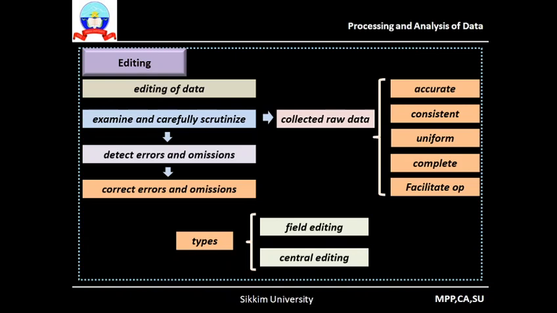Now, there are two types of editing, namely field editing and central editing. Field editing is executed when the response is collected from the respondent in the field or at the time of collection, whereas central editing refers to editing of the response of the respondent in the research center once the data acquisition part is over.